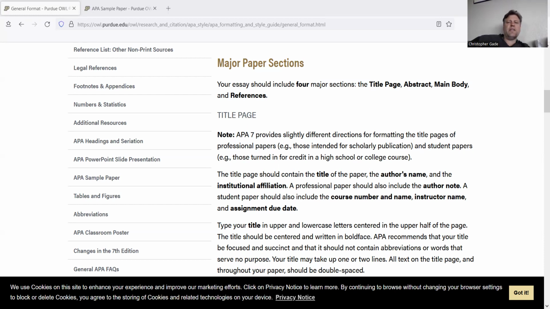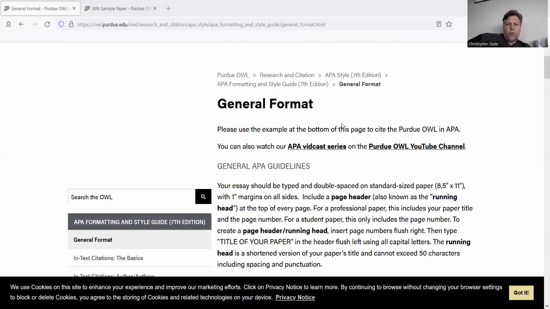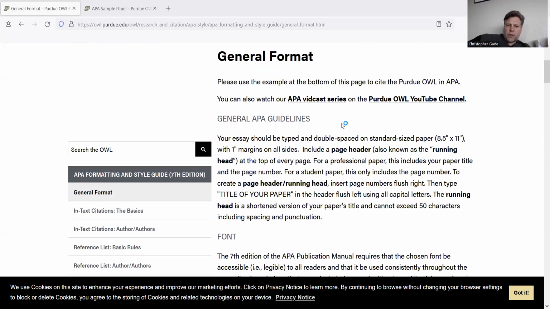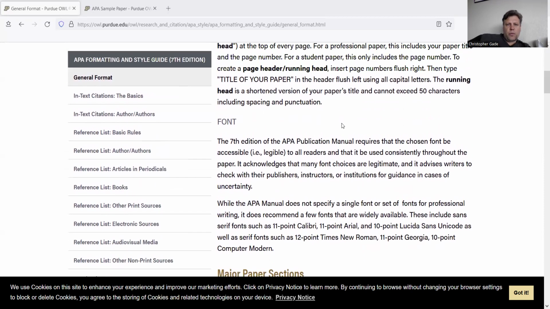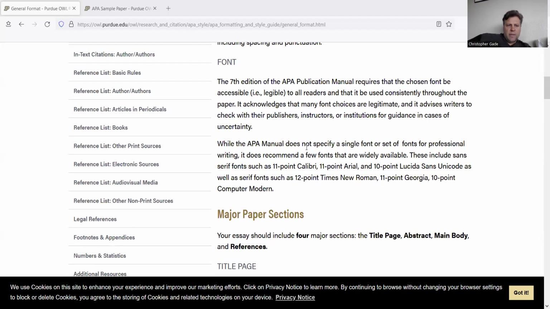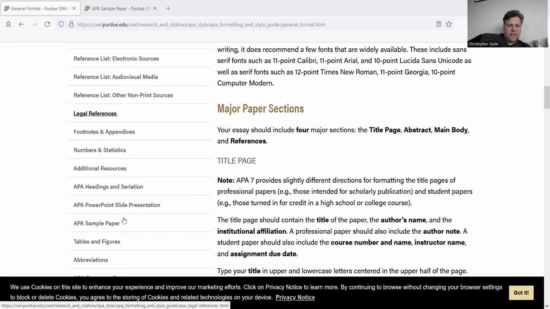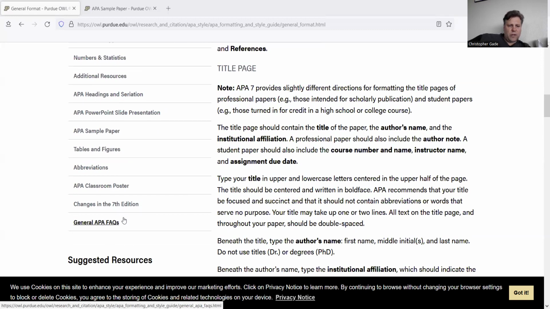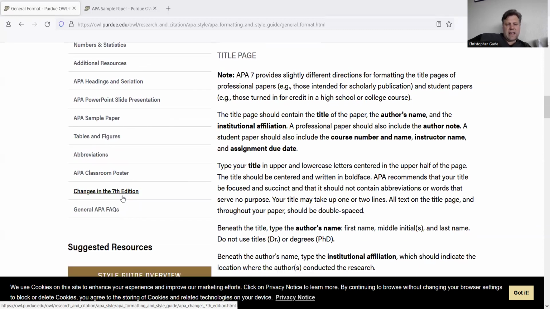Now, let's first of all look at the basic APA website that goes over what's expected in general in an APA formatted paper. And if you go to the website that I'll have linked up on our class website, you'll see a description of the seventh edition. You can see links to different things that you're going to need to include.